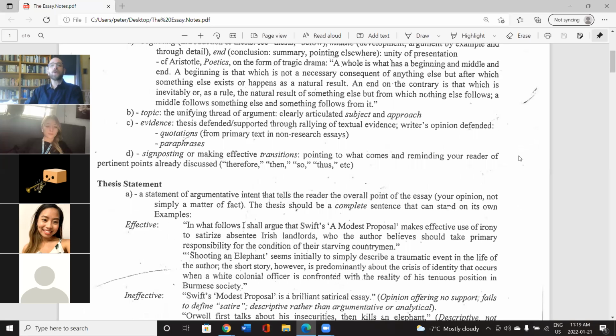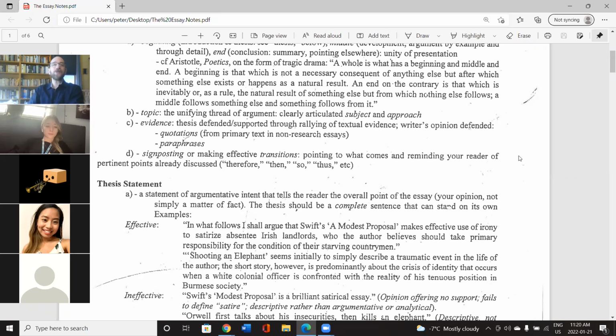An essay, of course, also, and this is absolutely essential, needs to support your opinion with pertinent evidence. And as I've already mentioned, that evidence you will draw from the text with which you are dealing, or the texts with which you are dealing. So what is evidence? Evidence supports your thesis. You defend and you support your thesis through a rallying of textual evidence. The writer's opinion must be defended.